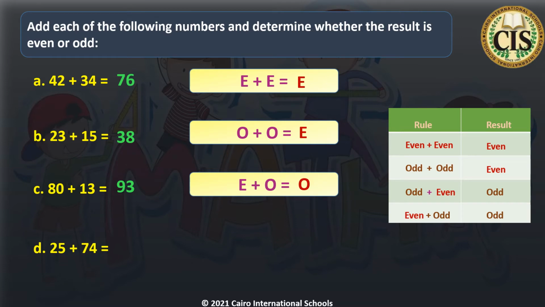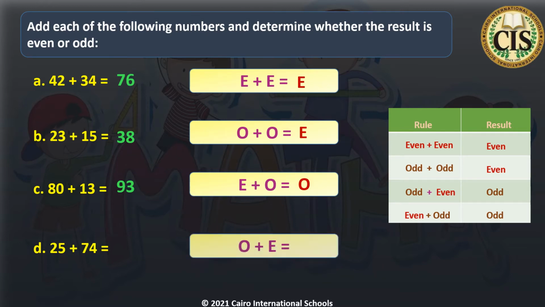The last one, 25 plus 74. 25, look at the ones digit, 5. 5 is an odd number. And 74, the ones digit, 4. 4 is an even number. So odd plus even equals odd because they are different types. 25 plus 74 is 99. Check. Look at 9, the ones digit in 99. Yeah, it's odd.